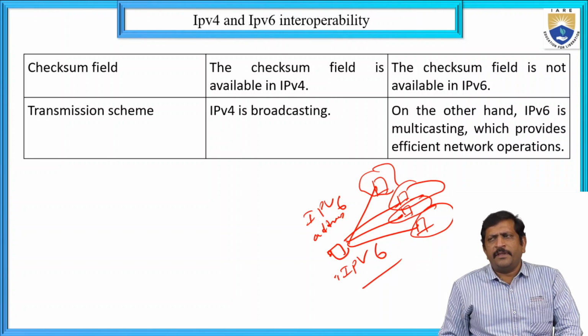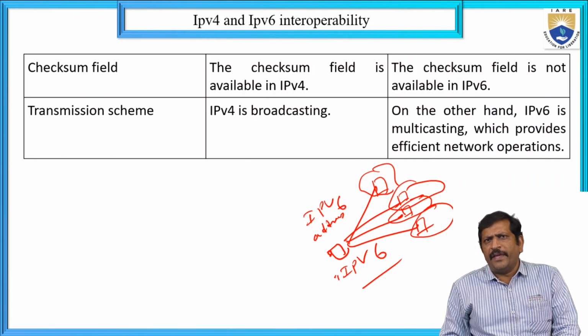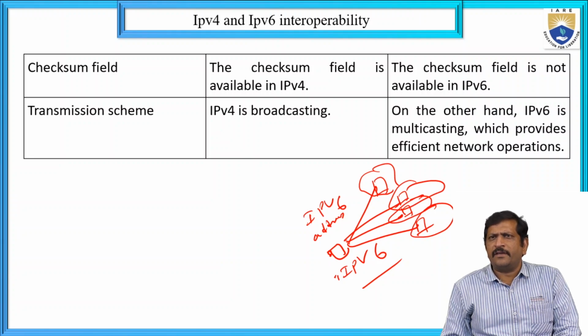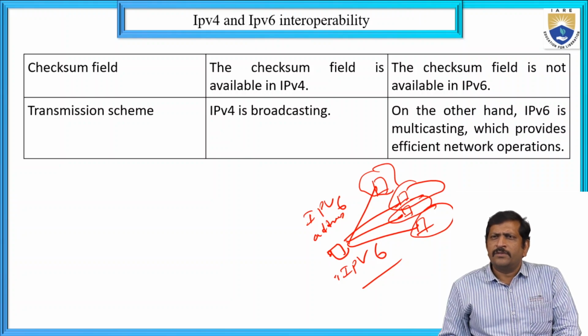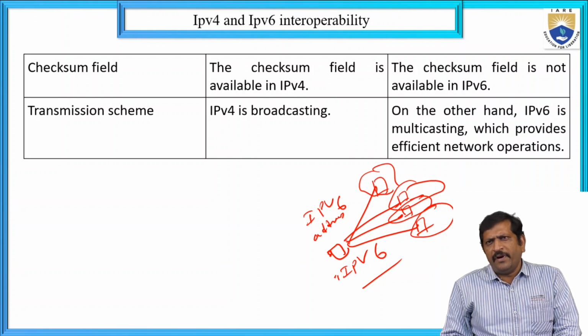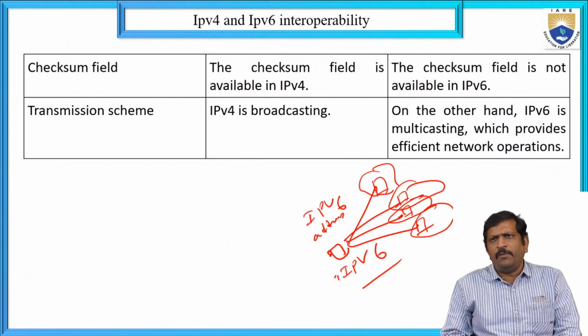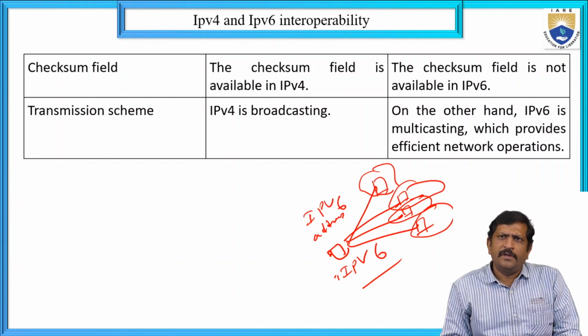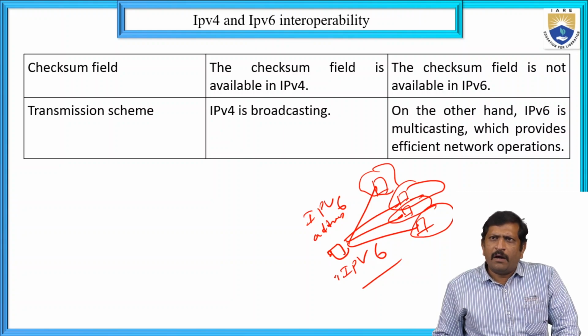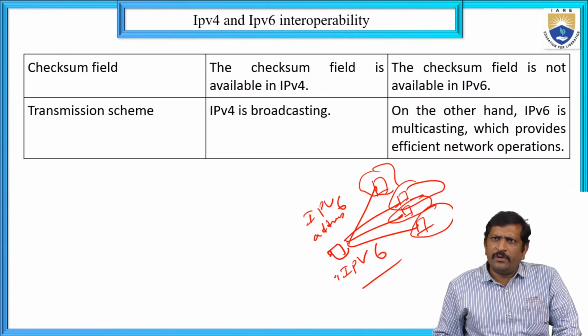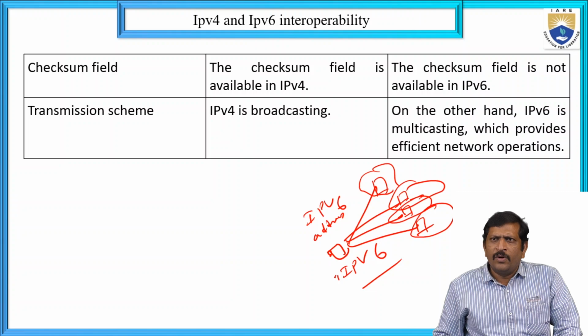In terms of the transmission scheme, IPv4 is broadcasting. IPv6 is a multicasting supported protocol, which provides efficient network operations to multiple devices or multiple users. So if you want to provide a service to multiple users or a bulk amount of users, we can utilize the IPv6 protocol. With the help of IPv6, we can transfer messages effectively to multiple devices.